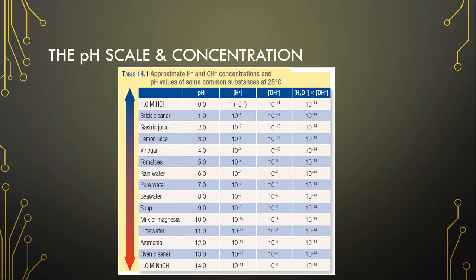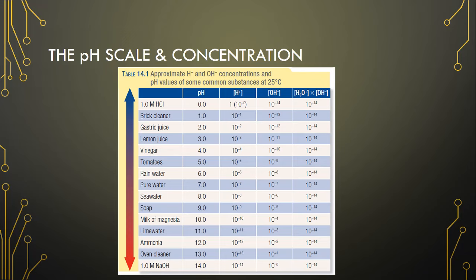At the top, you see 1.0 molar HCl. The pH is given as 0. The H+ concentration is 1 times 10 to the power of negative 0. Well, any 0 as an exponent will give you 1. And the concentration of OH- is 10 to the power of negative 14. Therefore, if you multiply them, you will get 10 to the power of negative 14. Okay, that's quite hard to picture, so we'll move on to maybe vinegar.